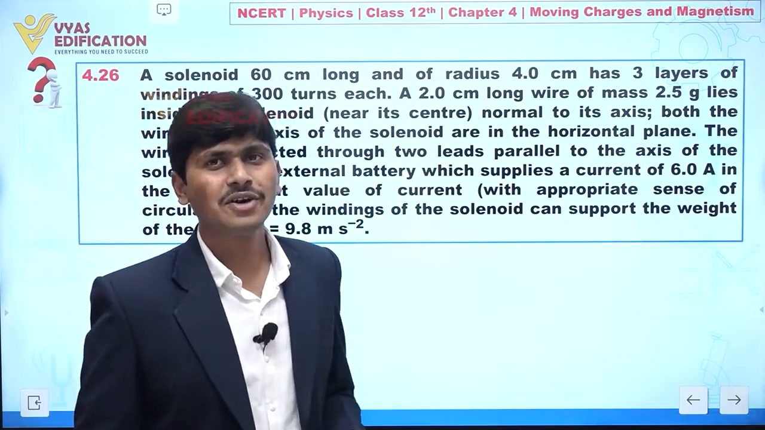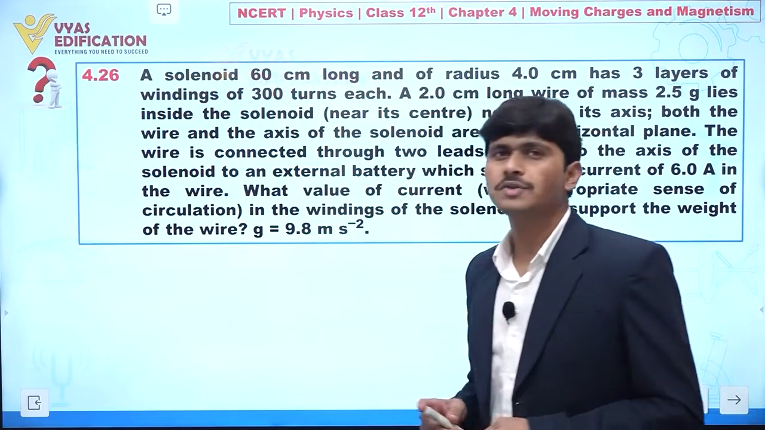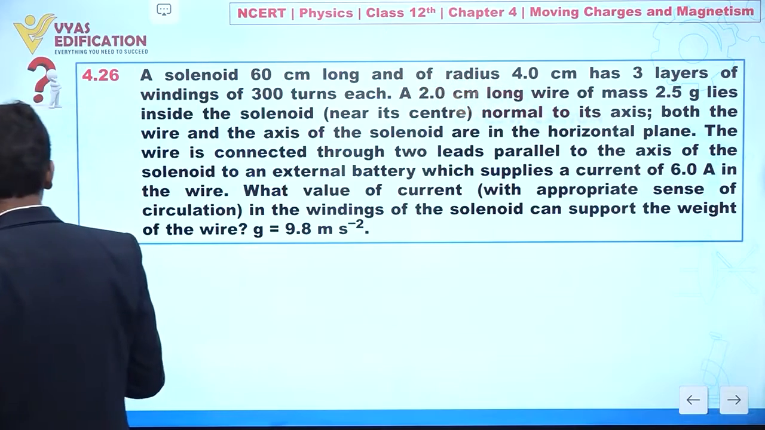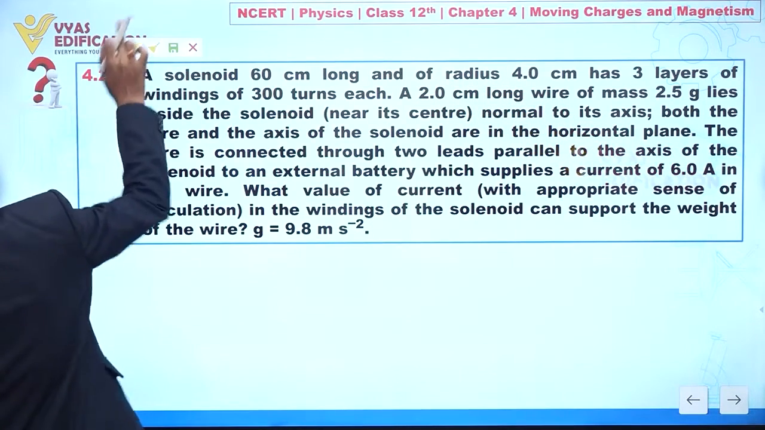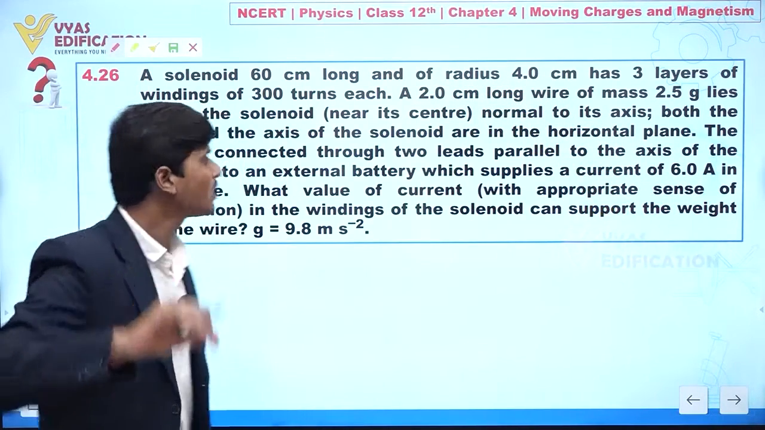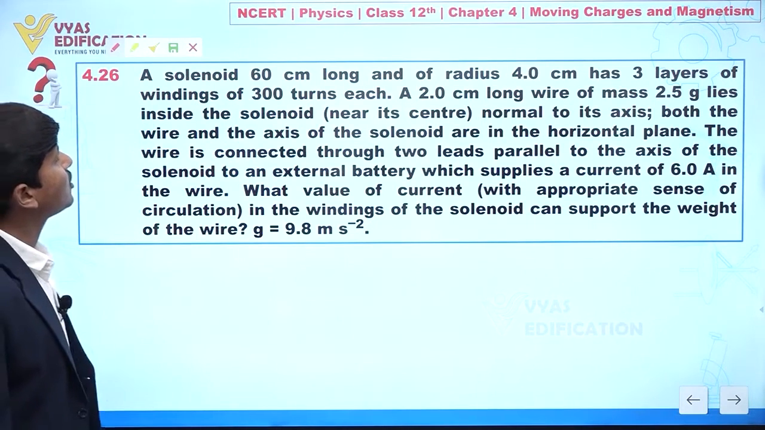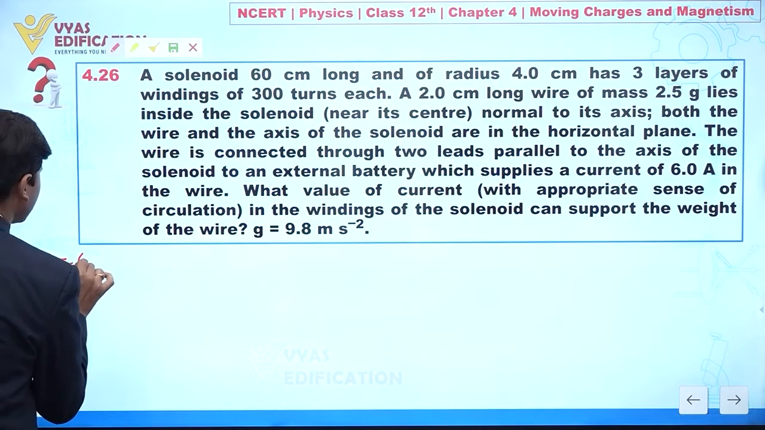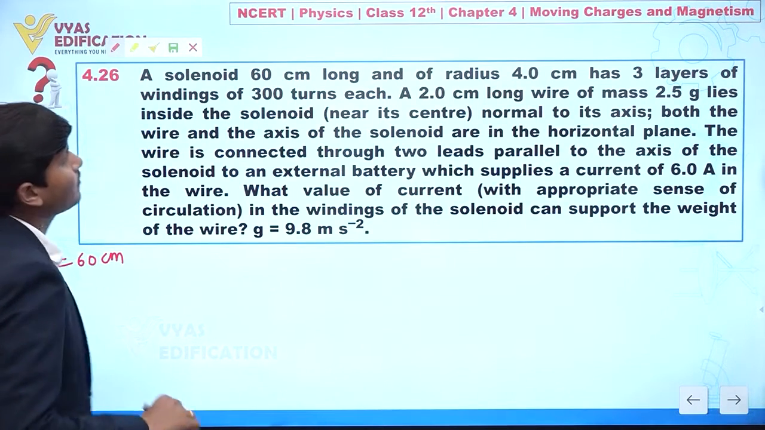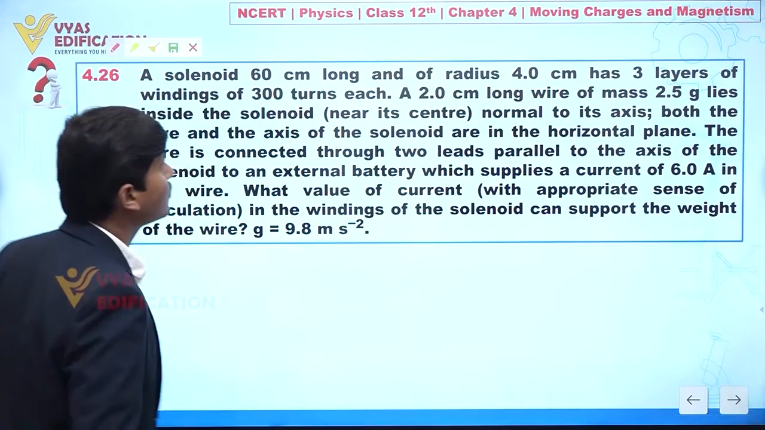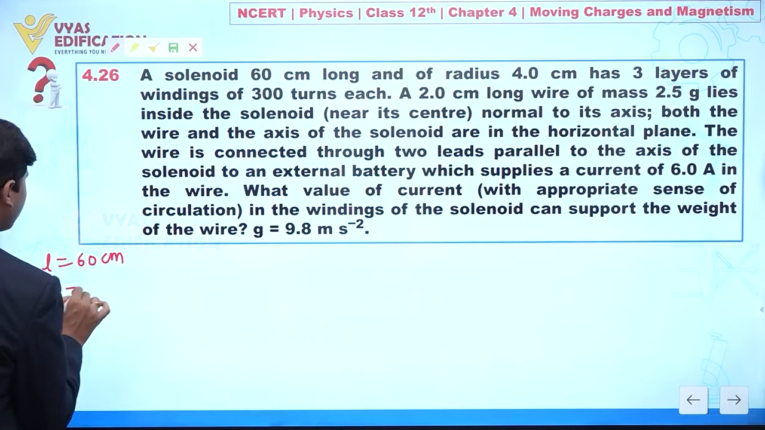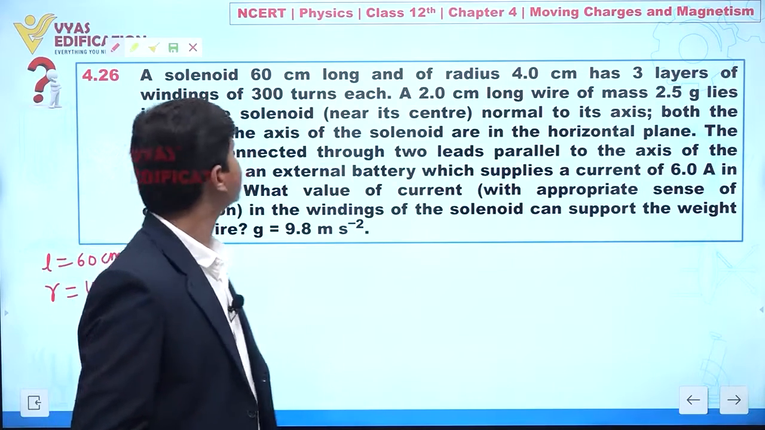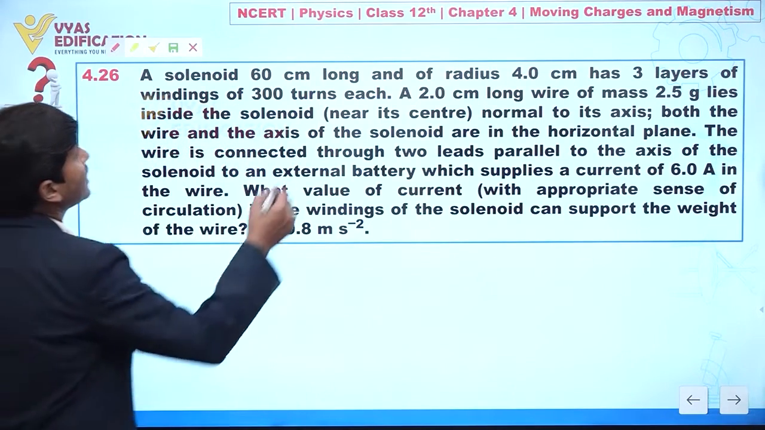Now dear student, we are going to discuss question number 4.26, and in this question a solenoid is given to you. Listen carefully, this is a good question. It is given a solenoid having length 60 centimeter, so I am writing here length of a solenoid 60 centimeter, and a radius of 4 centimeter. It has 3 layers of windings of 300 turns each.